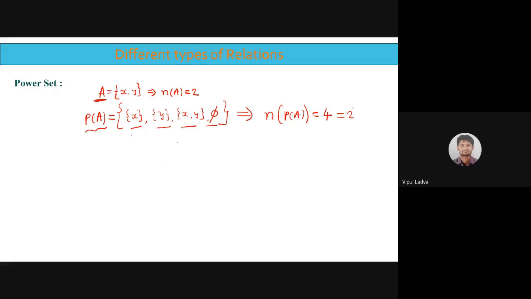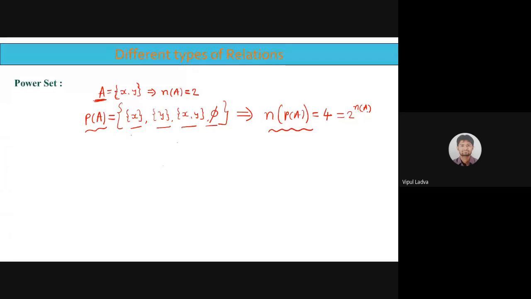In the set A? So I think I should write like this: 2 raised to the cardinality of set A. That will be your actual formula. If you are interested to identify the cardinality of the power set of set A, then it will be 2 raised to the cardinality of set A.